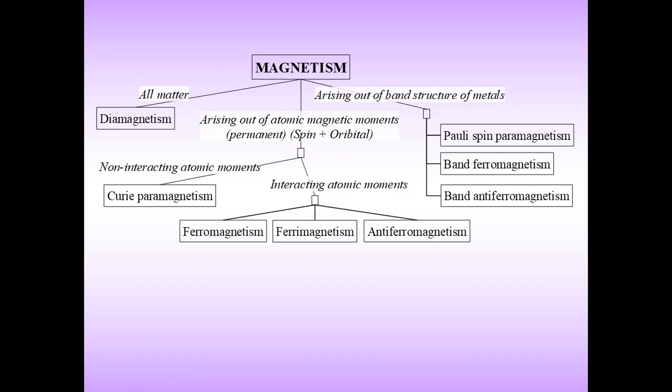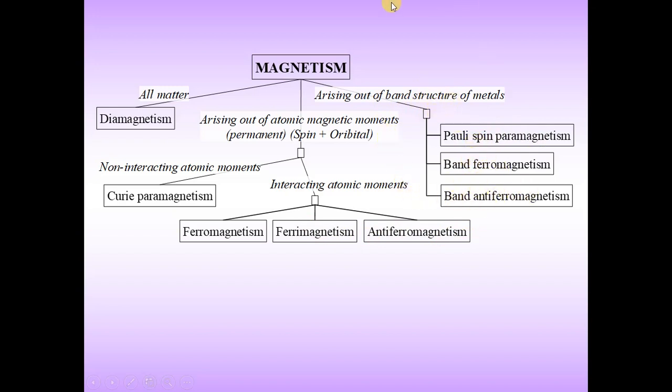Now, paramagnetism: non-interacting atomic moments give Curie paramagnetism. Arising of the atomic magnetic moment is due to the permanent magnet, with spin plus orbital motion. It also gives interacting atomic moments: ferromagnetism, ferrimagnetism, and anti-ferromagnetism. Due to the band structures of metals, there are Pauli spin paramagnetism, band ferromagnetism, and band anti-ferromagnetism.